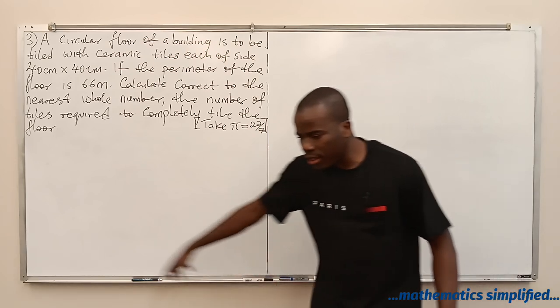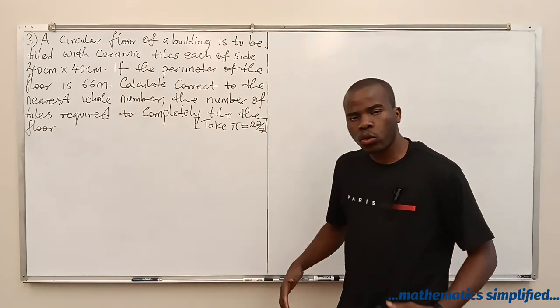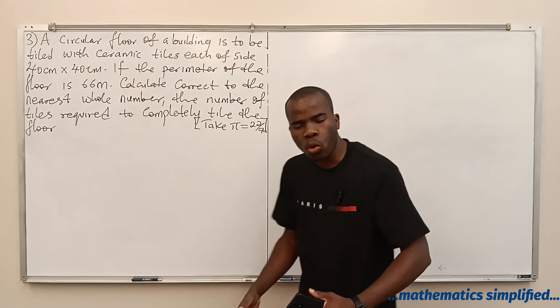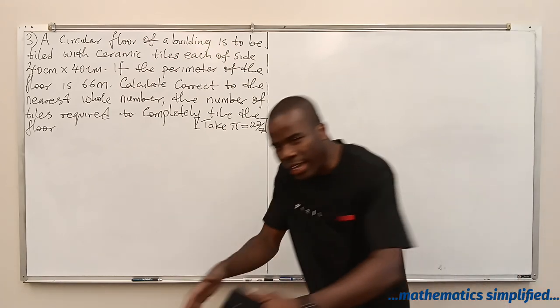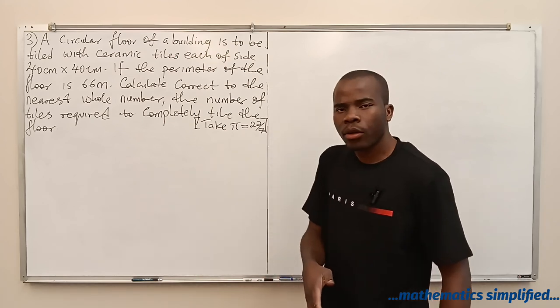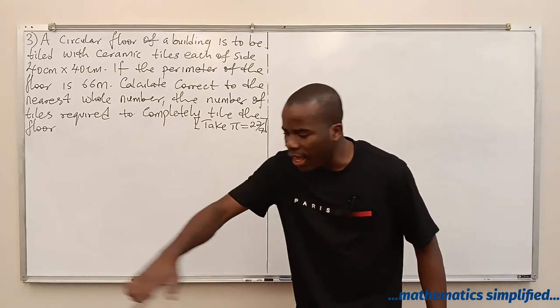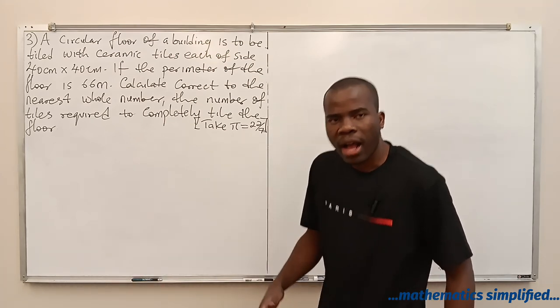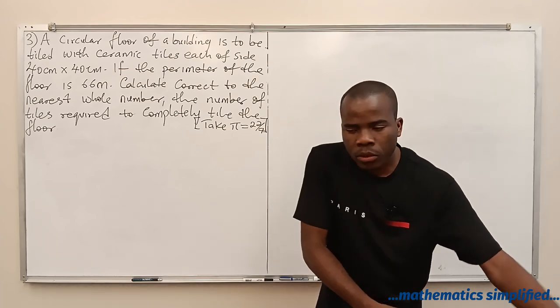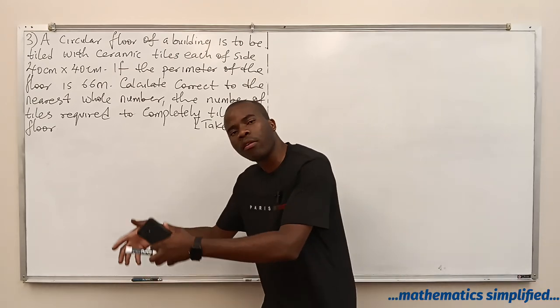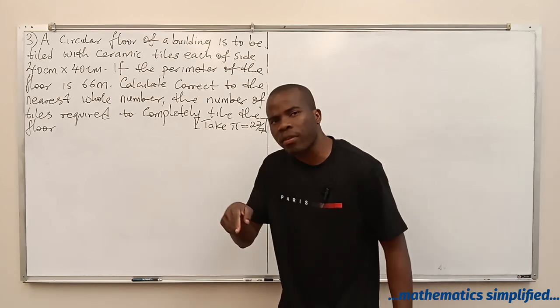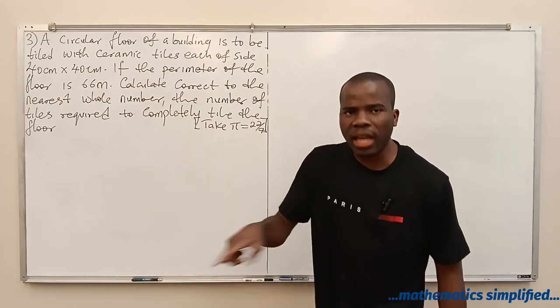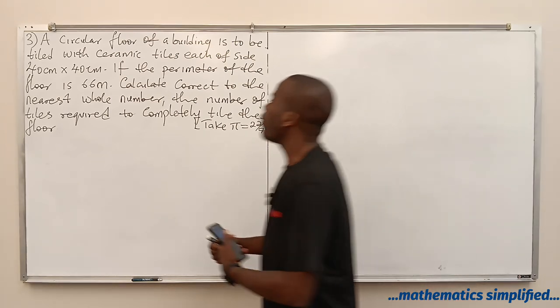So we have a circular floor that we want to put tiles on. So we need to know the number of tiles that will be needed to tile that floor. How do we get that? We first of all look for the area of the circular floor and the area of the tiles. And so if we divide the area of the circular floor by the area of a tile, that will give us the number of tiles required to tile the circular floor.